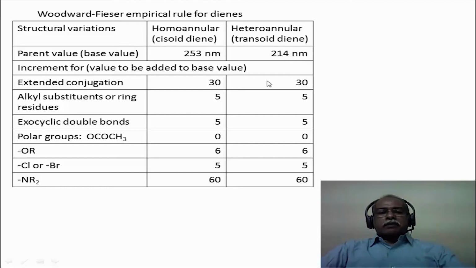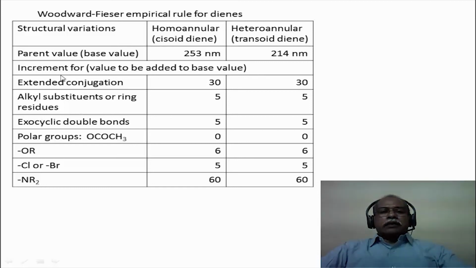This kind of additivity principle is extremely useful if there is an unknown structure and you want to find out whether it is a conjugated diene of the homoannular type or the heteroannular type. Particularly in the steroid molecule, in those days during the 1960s and 70s, people extensively used this methodology to find out the structure of organic compounds in terms of the conjugation and so on.